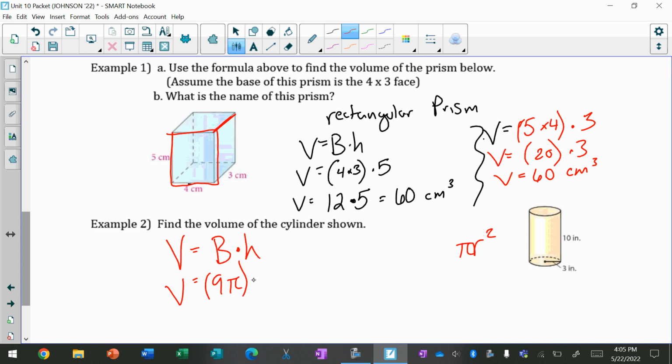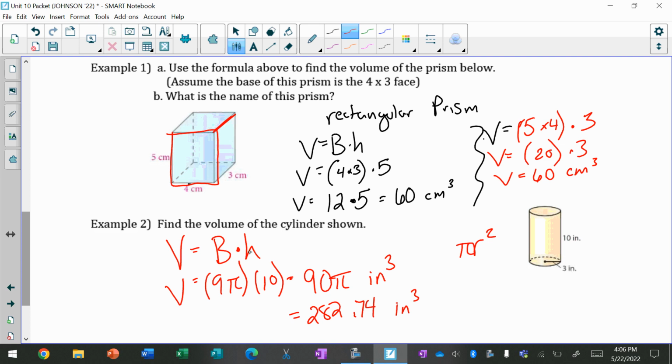Then the height is 10. Then you need to know that you're going to do 9 times 10 to get 90 pi inches cubed. And that is your answer. That is the exact answer. Now, if you're told to round, you would plug that into your calculators. Obviously, you should have your calculators out. So 90 times pi. And that's going to be, let's say, something like 282.74 inches cubed.